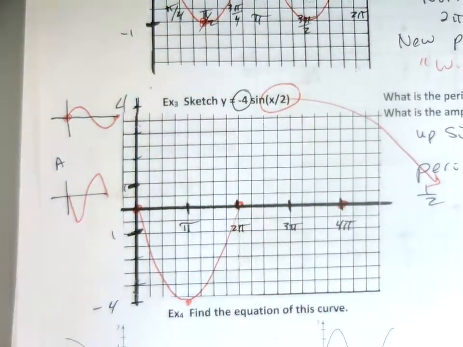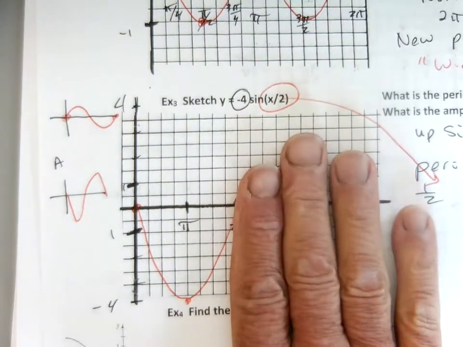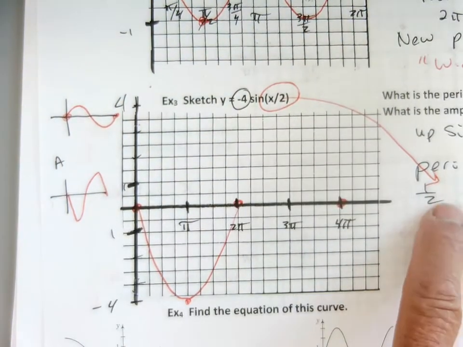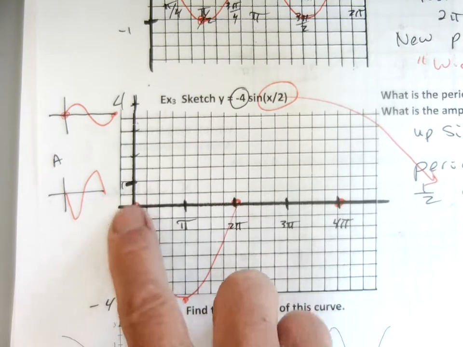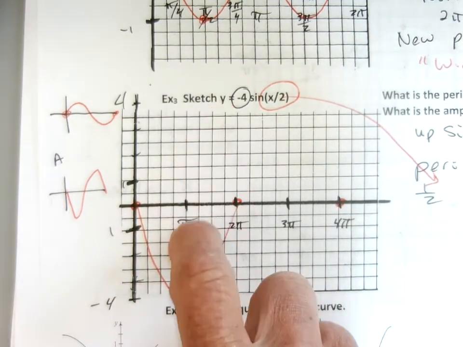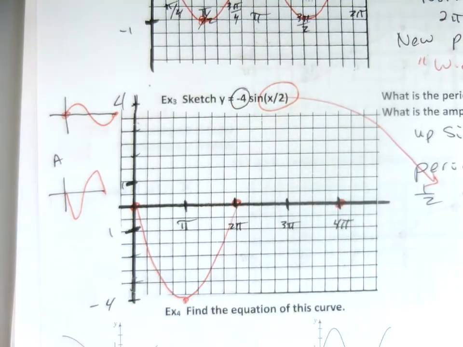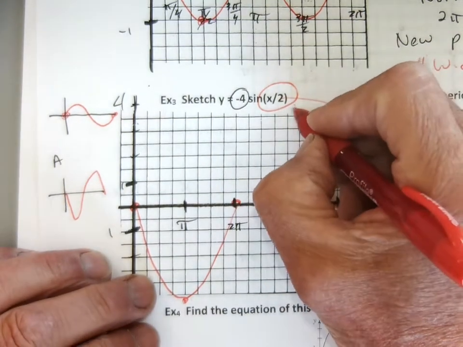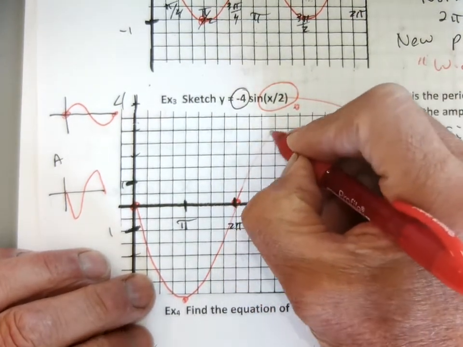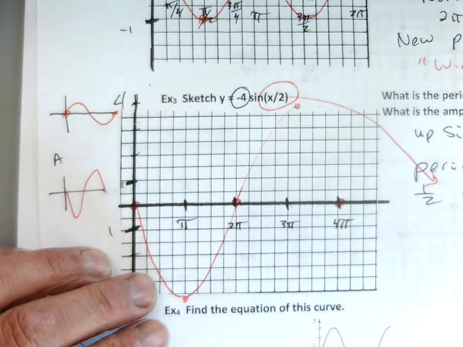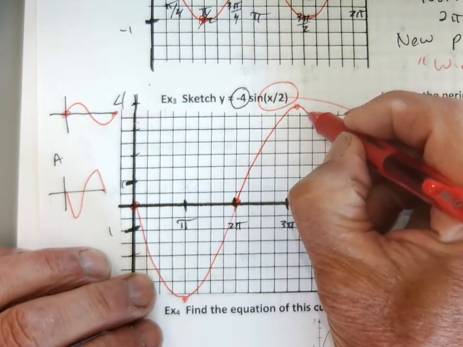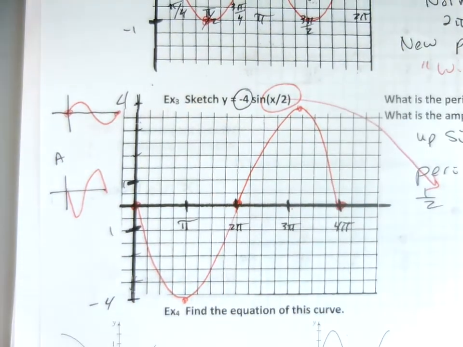I'll stop and let you look at what I have. I really have half a curve, don't I? That's all I have. It's half a curve because of this 1/2. It's upside down because of the negative, and it goes from 0 to -4. Now I'm going to put the other half in. My pen will work. Okay.